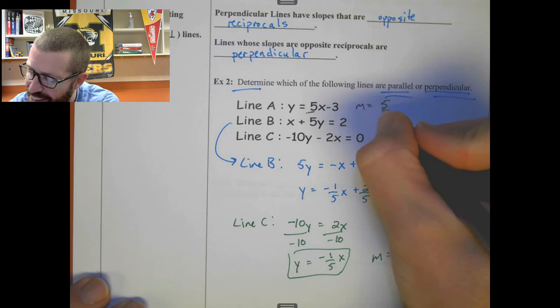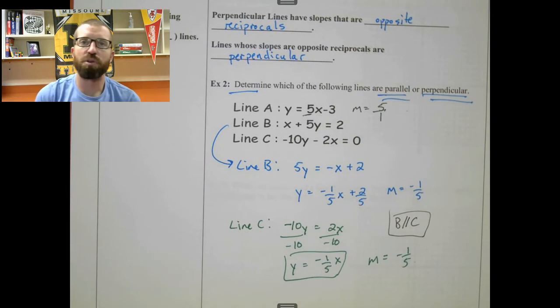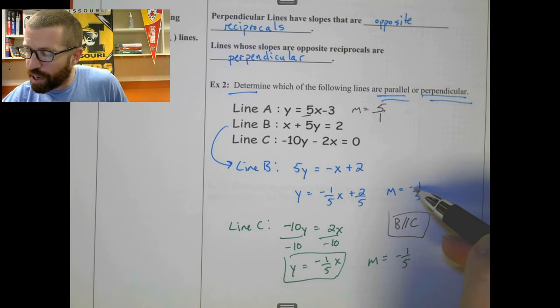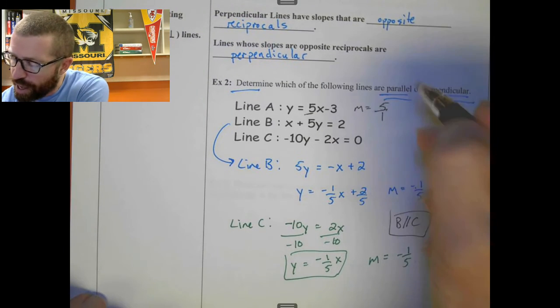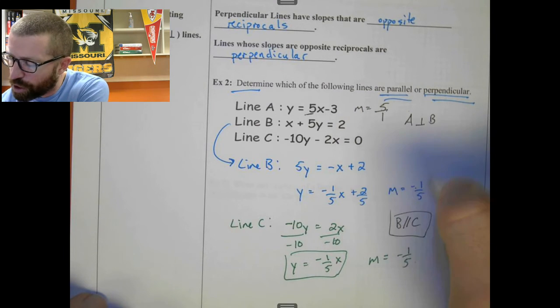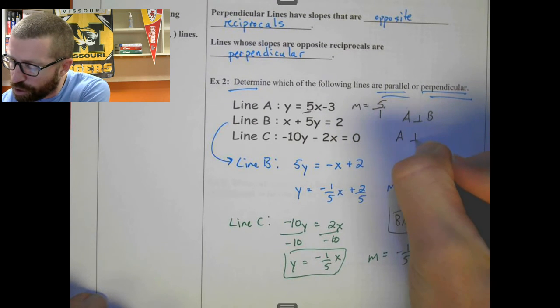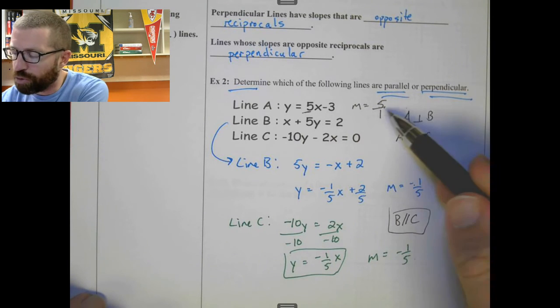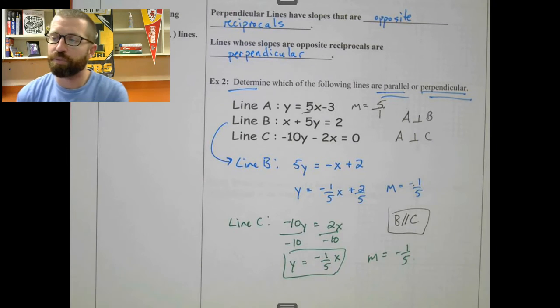And then A, 5 is really 5 over 1. So the reciprocal of 5 is 1 over 5. And the opposite sign is negative. So that means A is also perpendicular to B. And since B and C are parallel, A must also be perpendicular to C as well. Look at their slopes. They are opposite reciprocals of each other.